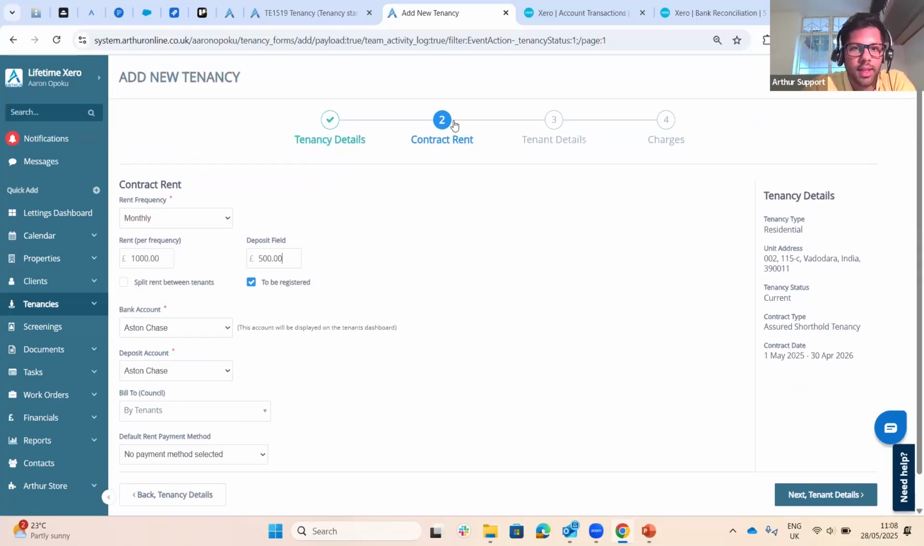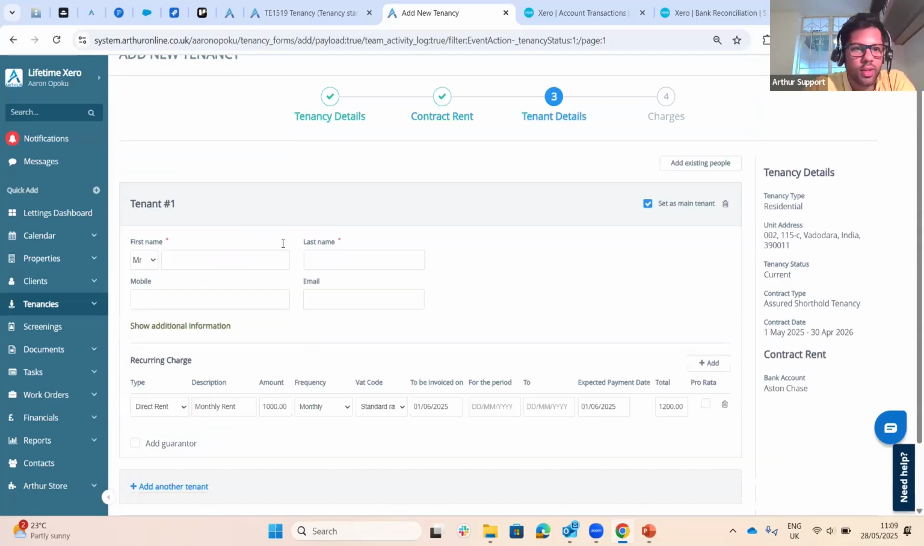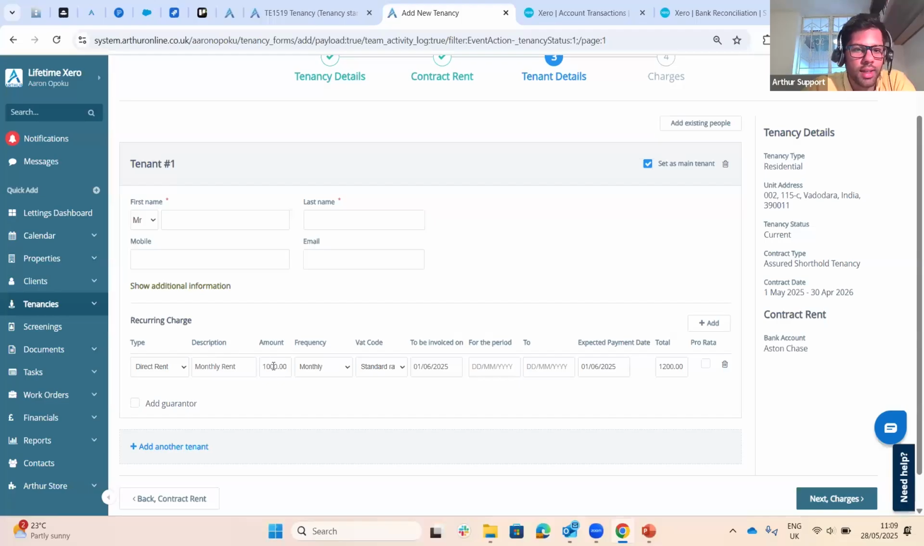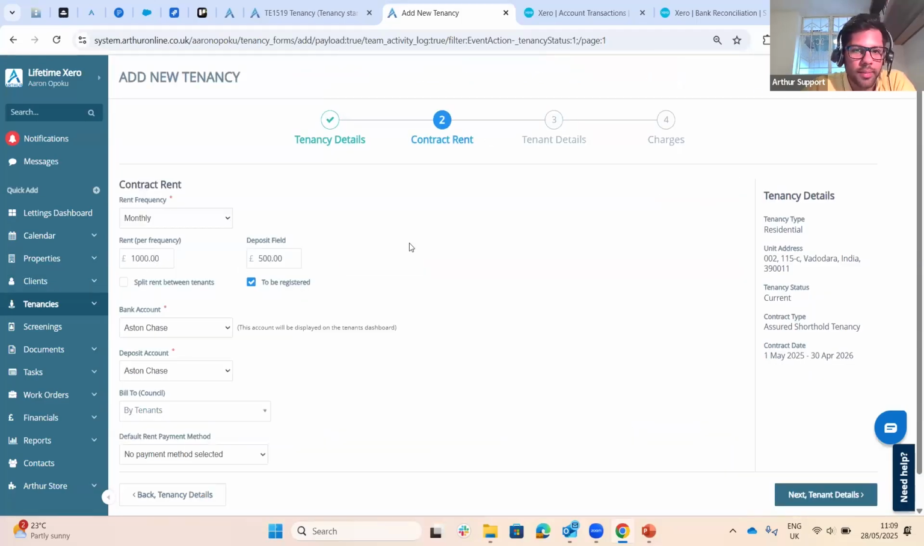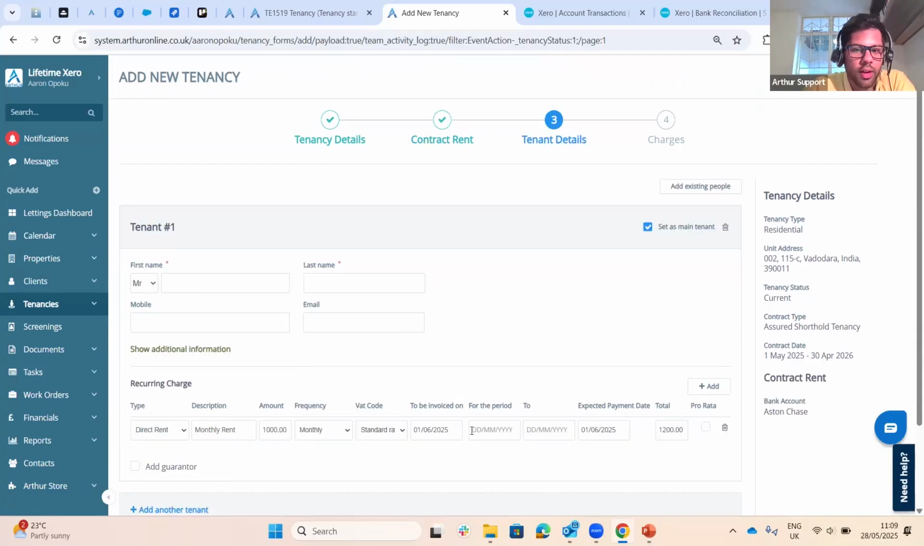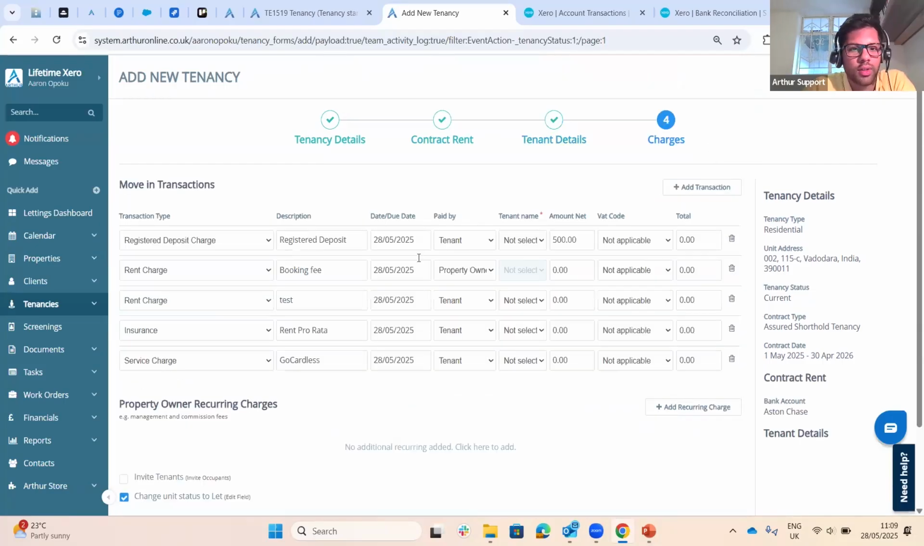So once you add in the tenancy financial information here, in the 3rd section, you would add in the tenancy name. You can see that the rent has auto-populated from this section here. So this is your rent recurring. And then in the final section, which is all your one-off charges, this is where you'll see that registered deposit charge automatically added with the amount in there from the deposit field. So this is usually the way you would set up that registered deposit charge at the start of the tenancy.